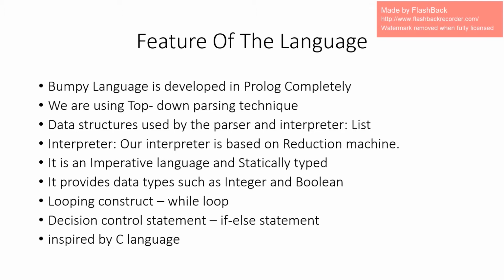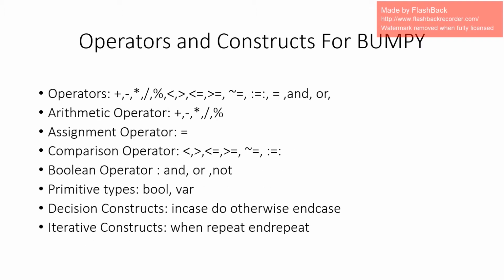We are using list data structure for both parser and interpreter as we are developing it in Prolog. Our interpreter is based on reduction machine and uses reduction rules. It is an imperative language and statically typed. It provides data types such as integer and boolean. It provides looping construct like while loop, decision control statement like if-else statement, and it is inspired by C language.